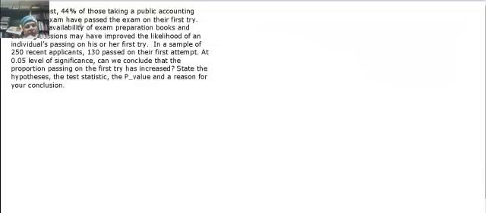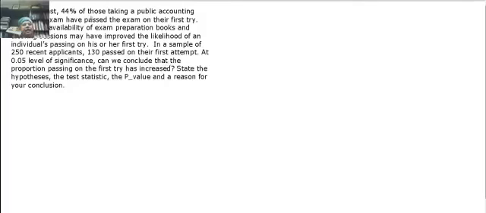It says in the past, 44% of those taking a public accounting qualifying exam have passed the exam on their first try. Later, the availability of exam preparation books and tutoring sessions may have helped the likelihood of an individual's passing on his or her first try. I took it from the test bank. In a sample of 250 recent applicants, 130 passed on their first attempt. At the 0.05 level of significance, can we conclude that the proportion passing on the first try has increased?